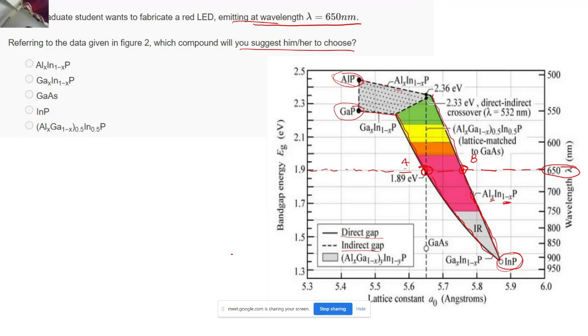Since we are fabricating an LED, we want direct band gap material because we want it to be very efficient. We don't want the non-radiative recombination process, which will basically dissipate the heat. If we don't want it to convert into heat, we want photons out of the LED, right? So now these are the two parts that I have showed you.